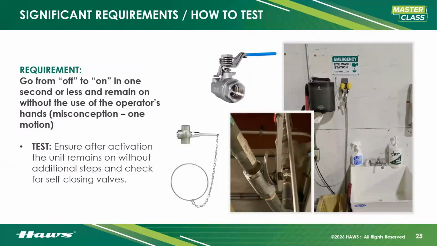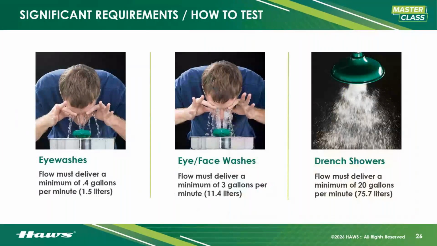Now, each of these pieces of equipment has a minimum amount of water that it must deliver. For an eye wash, it's 0.4 gallons per minute, or 1.5 liters for my homies up north. Flow to an eye face wash must be a minimum of 3 gallons per minute, or 11.4 liters. The flow for a shower, 20 gallons or 75.7 liters. Simply combine these depending on what type of equipment you're dealing with.